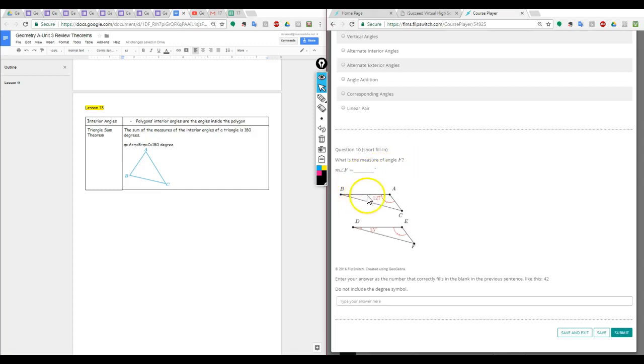So, I'm looking here and I'm noticing that this has a circle with 2 tick marks. This has a circle with 2 tick marks. That means that they are the same angle measure. That means angle E is 127 degrees.